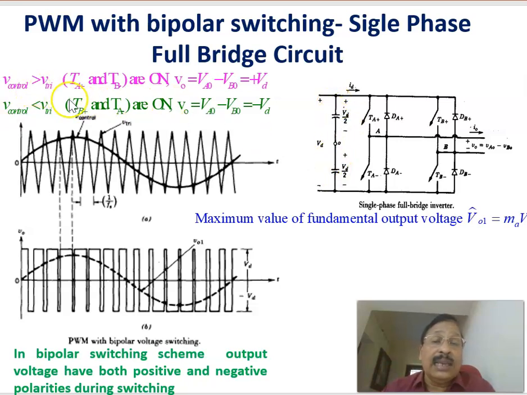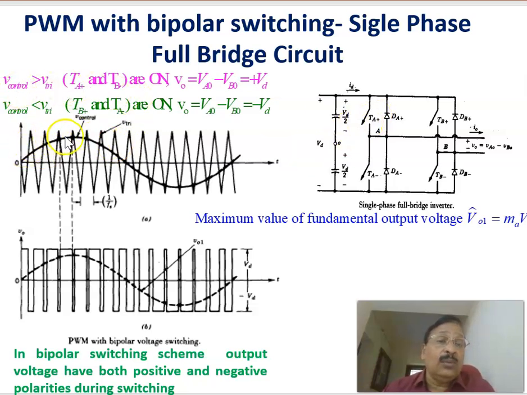The control law is as follows. This is the modulating or control voltage, also called the reference voltage. That control voltage or modulating voltage is compared with a high frequency triangular voltage, which is the carrier signal. Therefore, this is a modulating signal, reference signal or control signal, that is compared with a high frequency carrier signal or triangular signal.